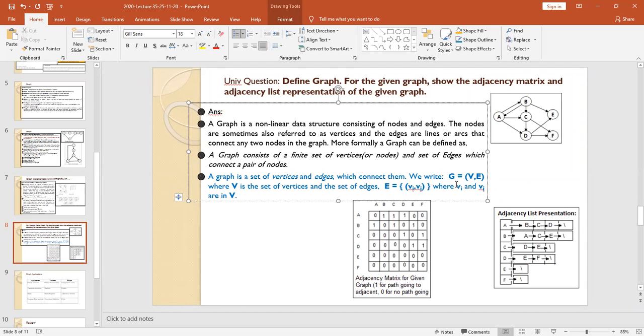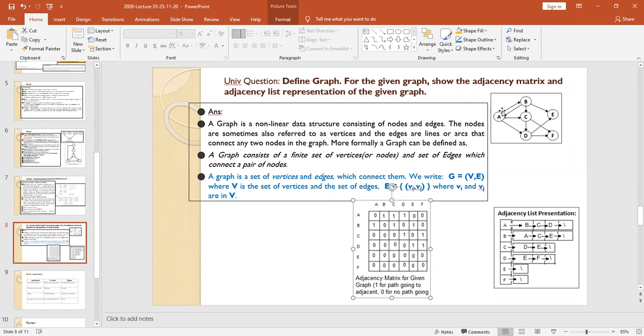So we write G is equal to, what is G? G is the graph. So inside the graph we consist of a set of vertices and edges, where V is a set of vertices and E is equal to (Vi, Vj), where Vi and Vj are in V. So this is the definition of the graph. Next, now you have to show adjacency matrix and adjacency list. So come for this, you take this one as example.